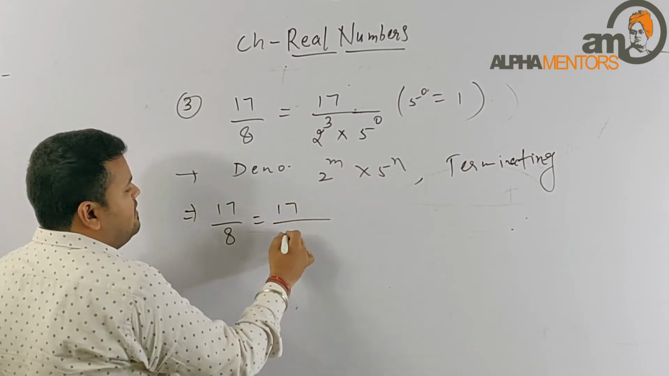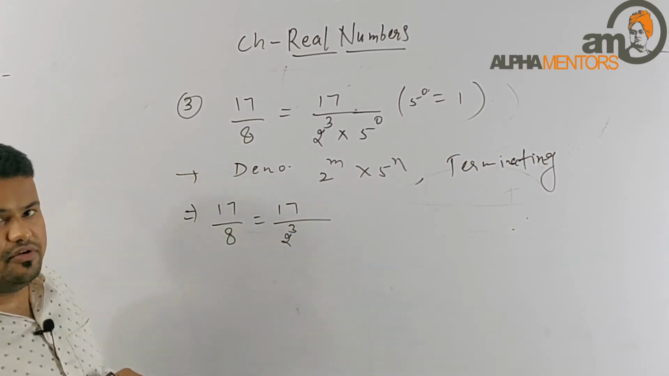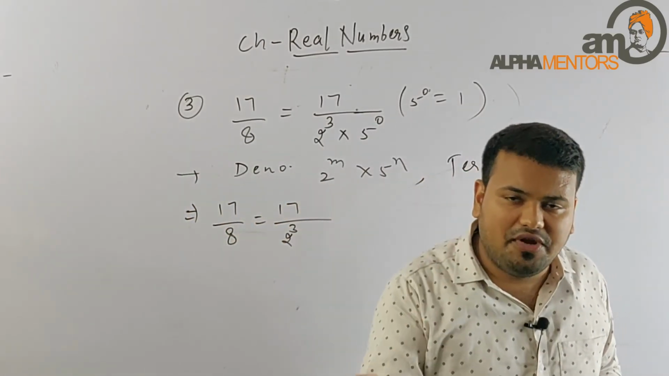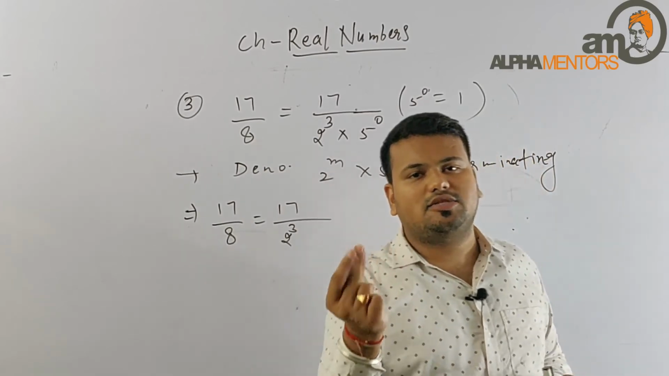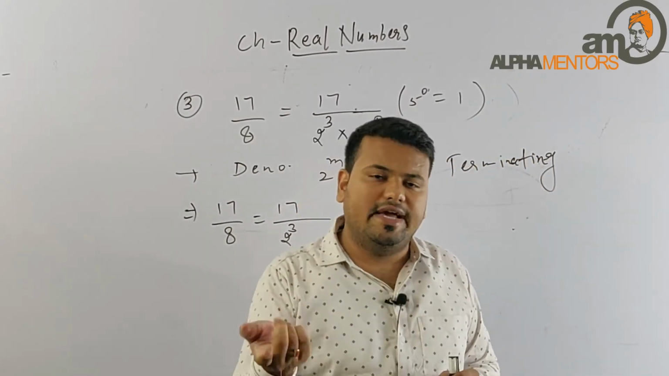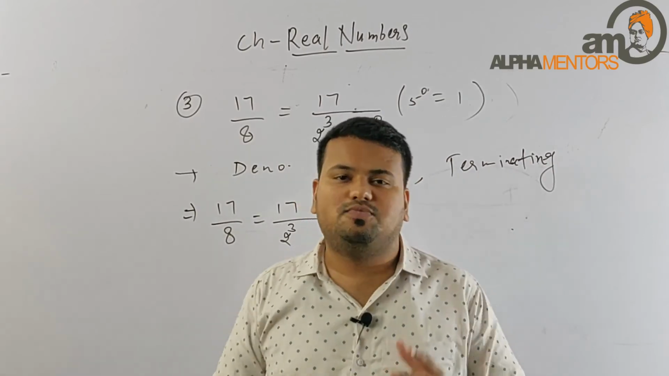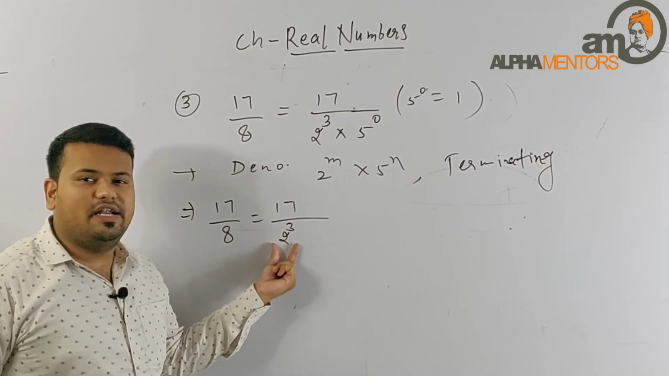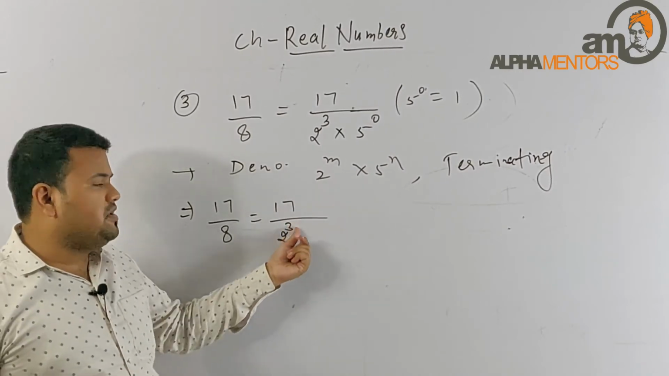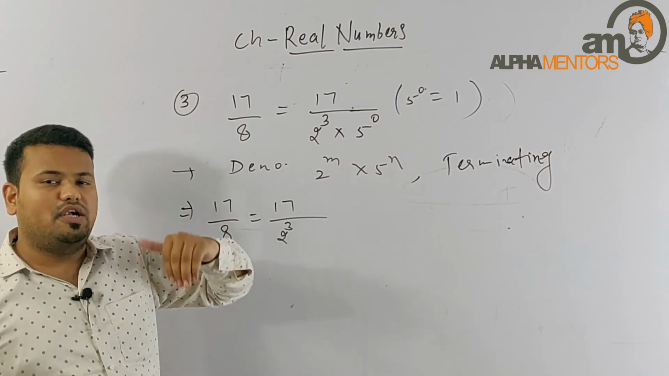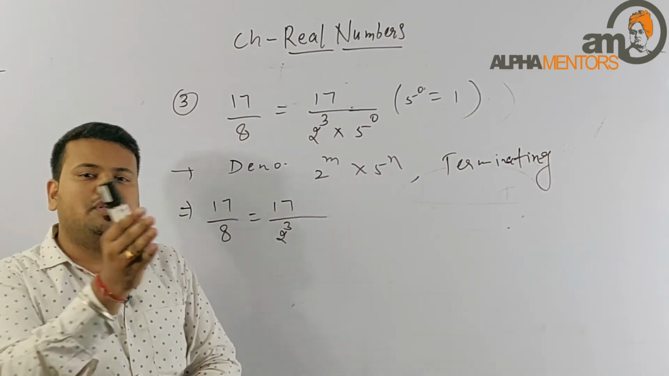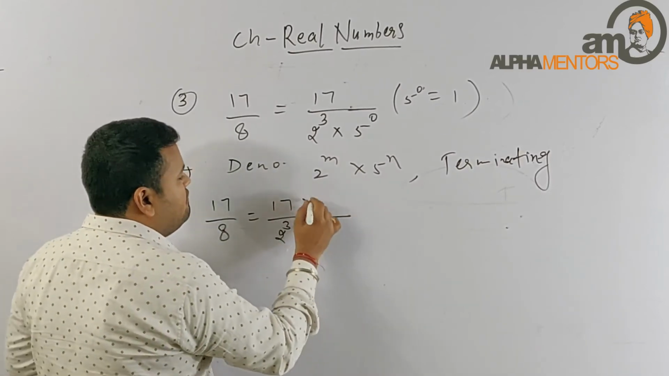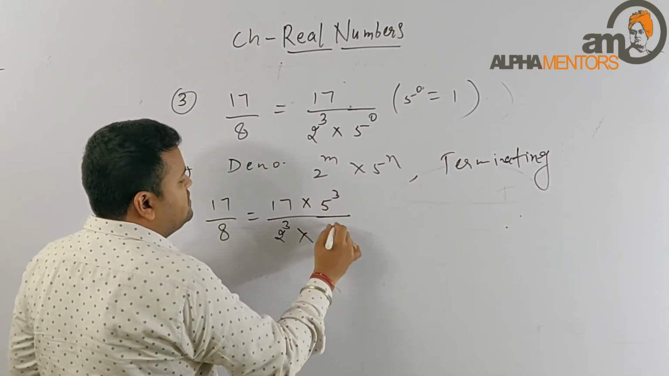17 upon 8, that is 17 upon 2 to the power 3. Now in the previous questions what we discussed, जितना एक्सपोनेंट 2 का होना चाहिए उतना ही एक्सपोनेंट 5 पे भी होगा, और जितना एक्सपोनेंट 5 का है उतना ही एक्सपोनेंट बैलेंस करना है किसके लिए? 2 के लिए. तो यहां देखिए इस बार डिनोमिनेटर में क्या है? 2 एक्सपोनेंट वैल्यू 3. तो जितना एक्सपोनेंट वैल्यू 2 का है आप उतने ही एक्सपोनेंट वैल्यू 5 से मल्टीप्लाई कर दीजिए. So what we will do, we will multiply by 5 to the power 3.